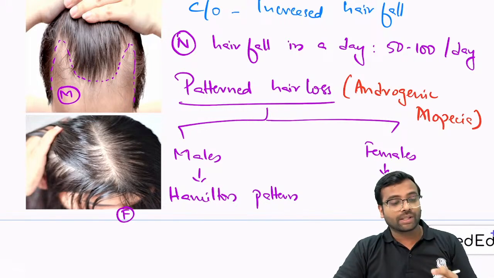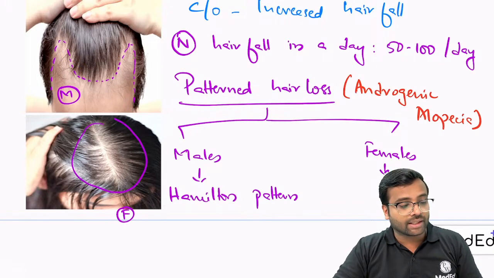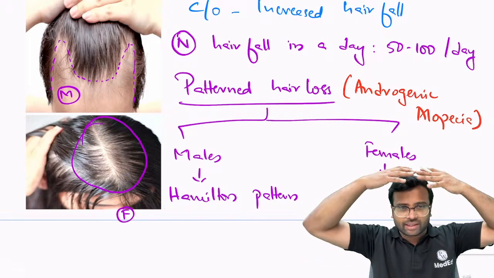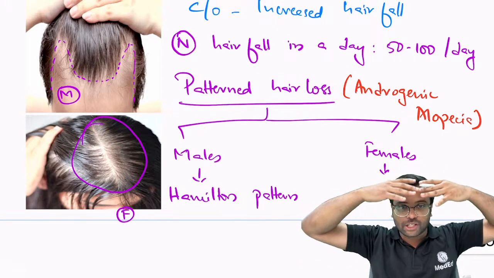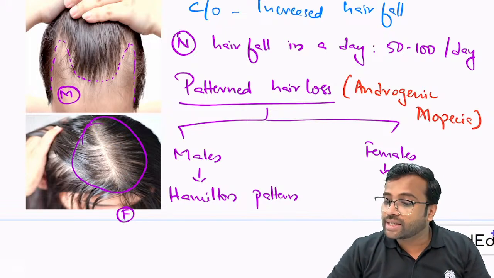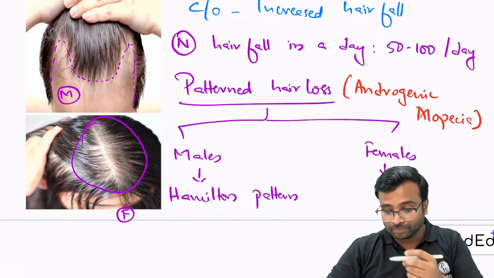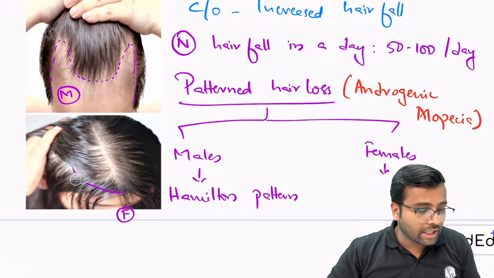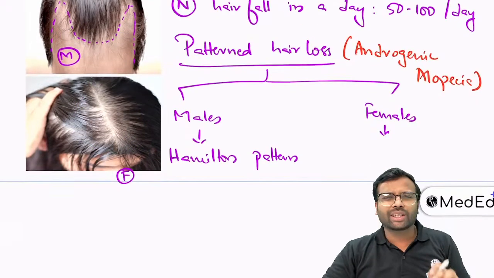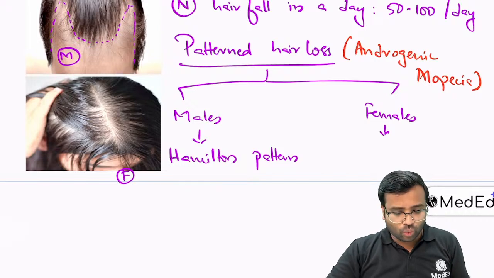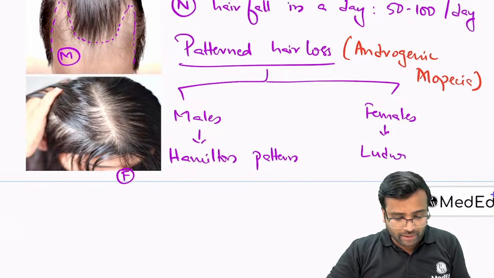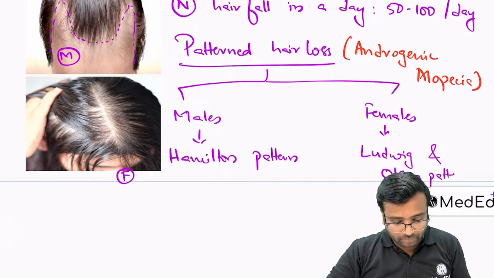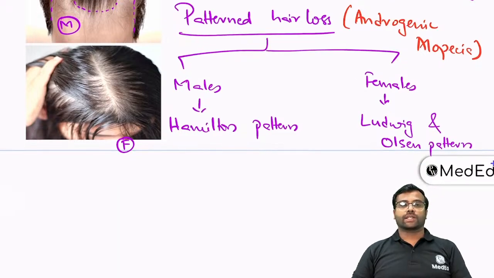Correct? So what happens in the case of a female is, you can see in this image, the female is complaining that there is an entire hair loss from this part of my hair, isn't it? So that is happening in a female. There is no recession in a female, but in females we have 2 different patterns. I'll just write down the names of the patterns now. One is called the Ludwig pattern and the other one is called the Olsen pattern. So Ludwig and Olsen pattern.